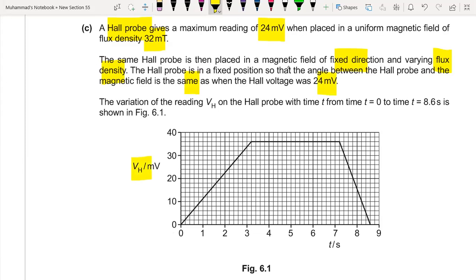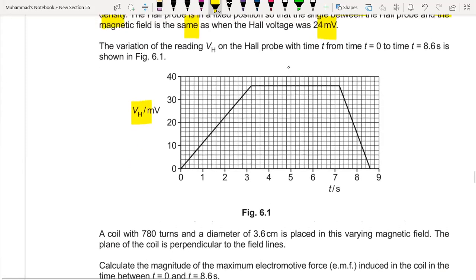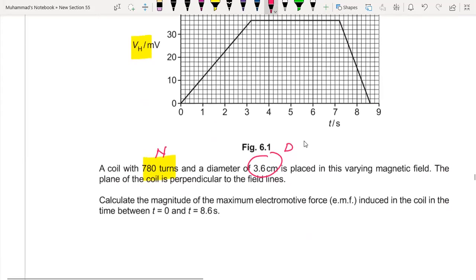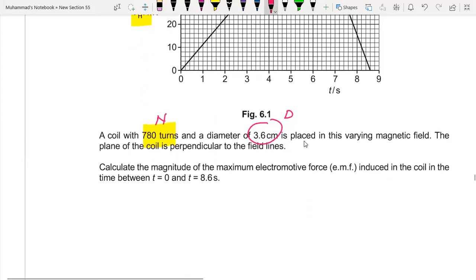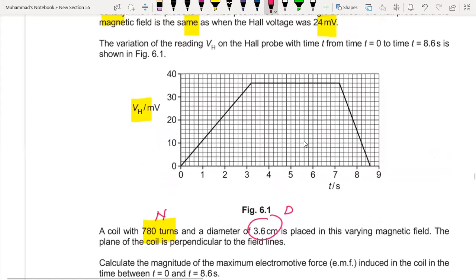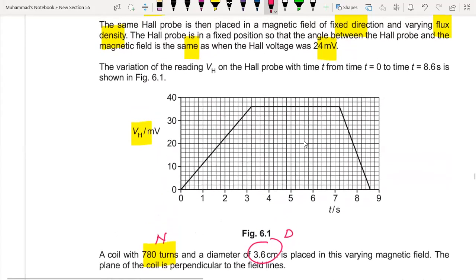The variation of the Hall voltage from T0 to 8.6 is given. A coil of this number of turns and this diameter is placed in the magnetic field, and the plane of the coil is perpendicular to the field. Calculate the magnitude of the maximum EMF in the coil. So we are given the Hall voltage, and Hall voltage is produced when Hall probe is placed inside the magnetic field.